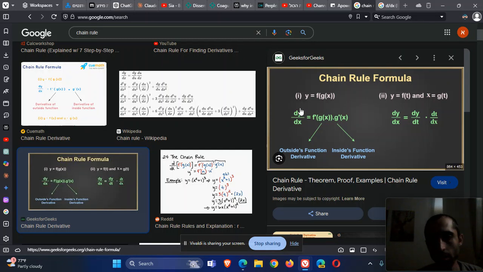So when we are taking the derivative of a function with respect to x, we're taking the derivative of the function inside the function itself and multiplying by the inner function derivative.